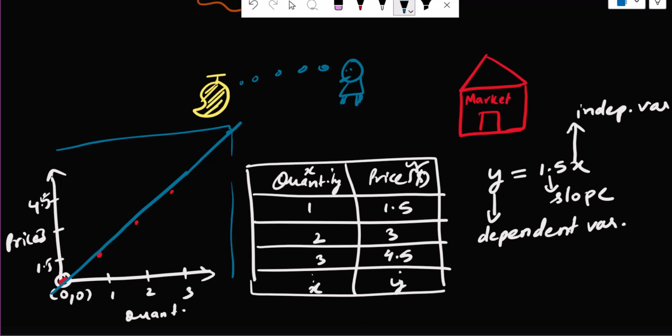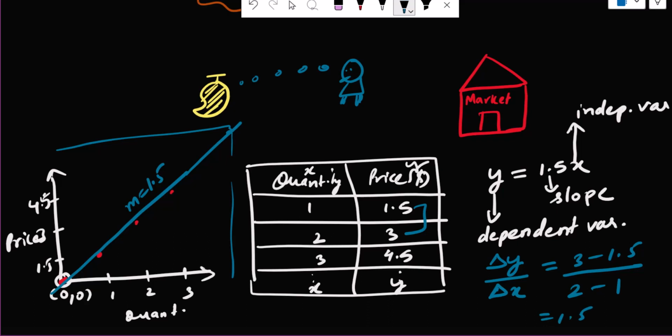Now this slope, which is 1.5, indicated with the help of m, is also called the rate of change of price with respect to quantity. For any two values we can calculate the slope, something like this: delta y upon delta x. So if we take these two quantities, we have 3 minus 1.5 divided by 2 minus 1, which also gives us 1.5. So slope is the rate of change of the dependent variable with respect to the independent variable.